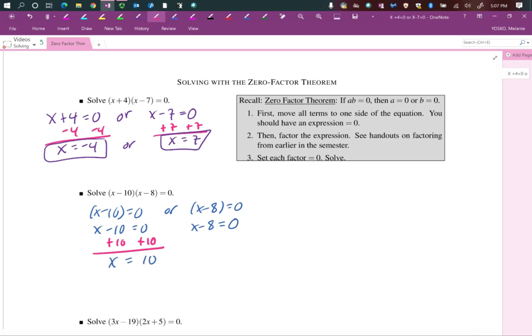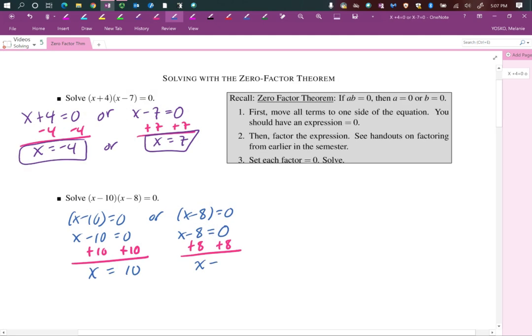Over here, you have x minus 8. If you want x all by itself, you would add 8 to both sides. Then you end up with x equals 8. So these are your answers. And again, just look at it. X minus 10. So move the 10 over. You're adding 10. So 10 minus 10 is 0. Same thing here. X equals 8. I want to point out one thing before we continue.